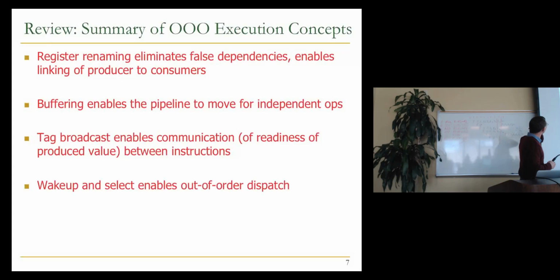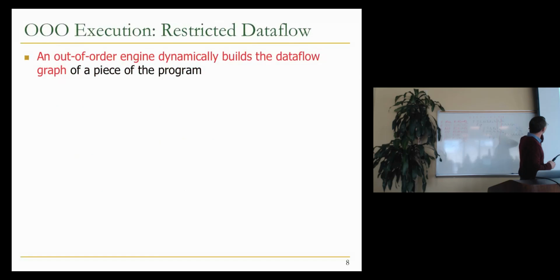Okay? And wake up and select: once all of the sources of an instruction have their tag broadcast or they're ready, then you wake up the instruction, and one instruction per functional unit needs to be selected. And this enables out-of-order dispatching to the functional units. So these 4 fundamental things enable out-of-order execution. Okay, we ended up here actually.